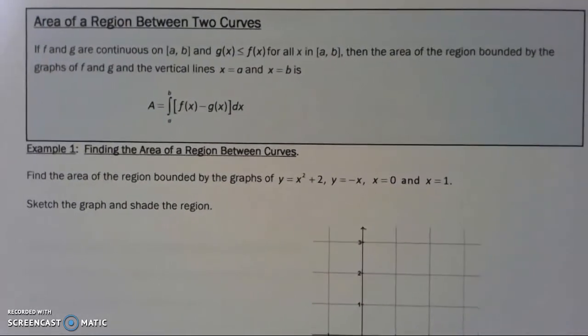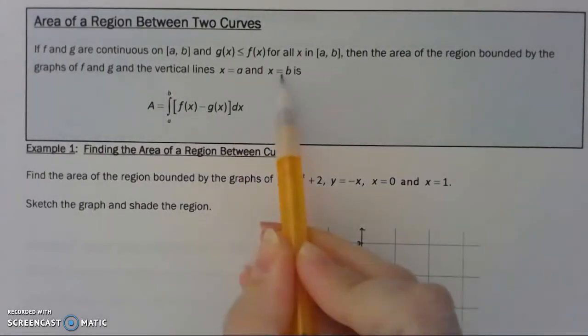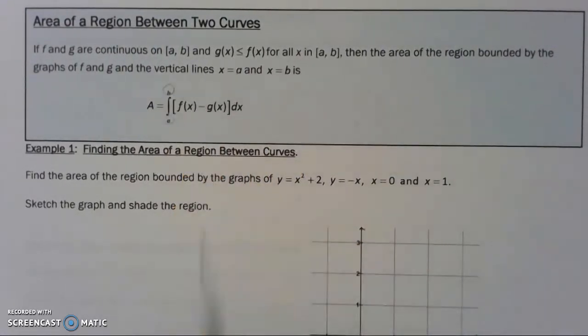Okay, this part right here is just writing it out for you. The area of a region between two curves. If f and g are continuous on the closed interval from a to b, and g of x is less than or equal to f of x for all x in that interval from a to b, then the area of the region is bounded by the graphs of f and g and the vertical lines x equals a and x equals b. So that's just telling us where our upper and lower limits are.